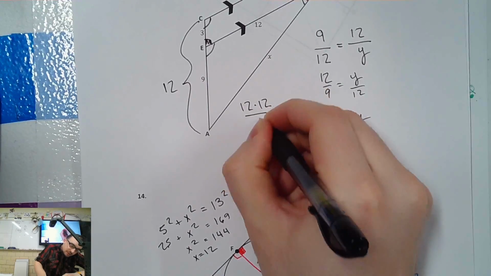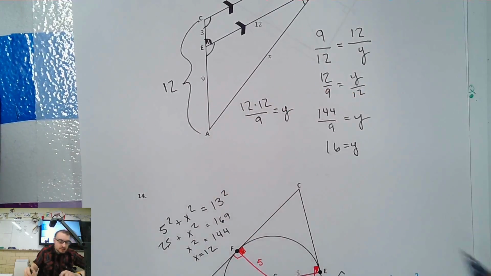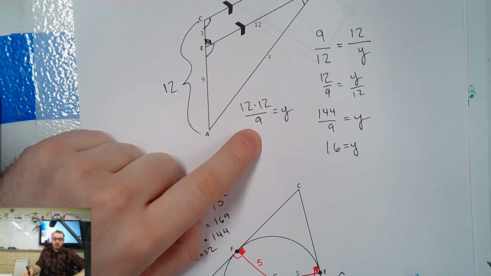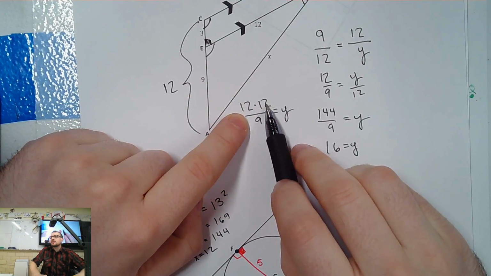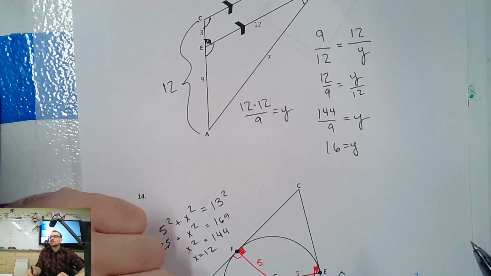It's 12 times 12 divided by 9. That's just dividing by 3 twice. I'll divide that one by 3, and I'll divide that one by 3. And I get 4 times 4, which is 16. That's kind of clever, I think.